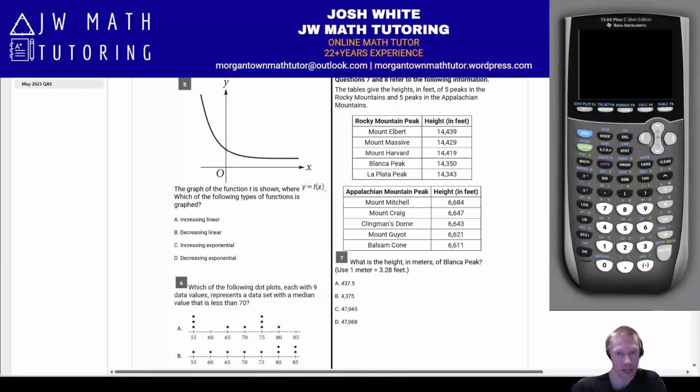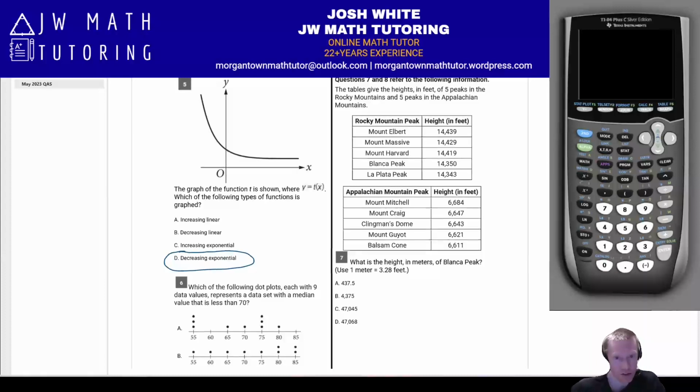All right, number 5, here we have a graph of a function, and this function is going to be decreasing exponential. It is letter D. So first of all, notice it's decreasing because as we go from left to right, the y values go down or get smaller. So that would rule out A and C. And of course, this is an exponential function because of the shape of the curve. To be a linear function, it would just have to be a straight line. So for this one, correct answer is letter D, and we can move on to the next problem.